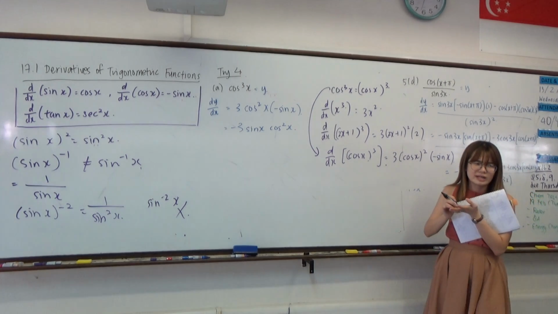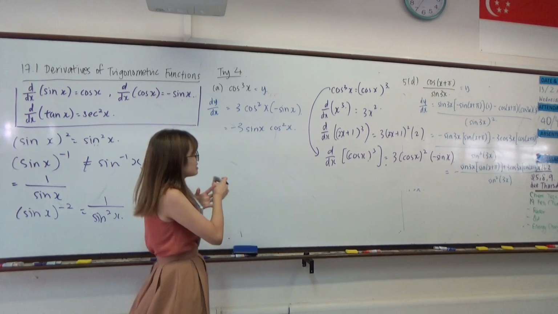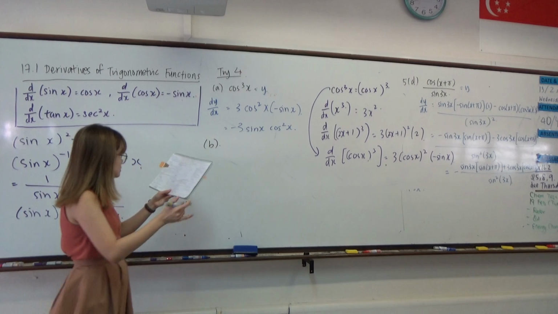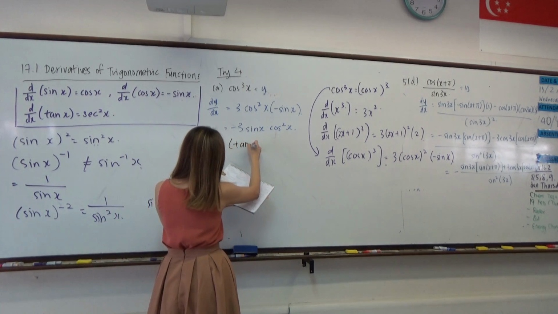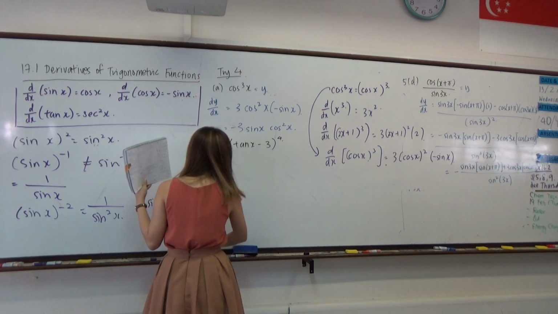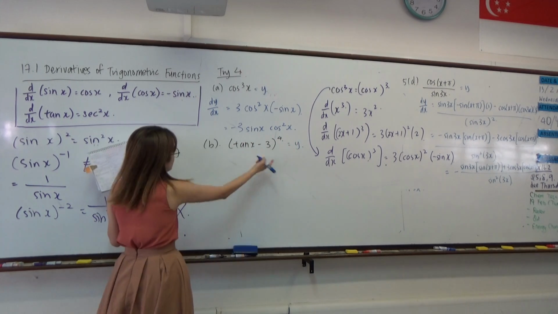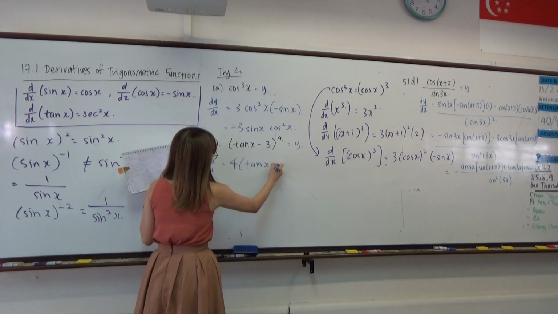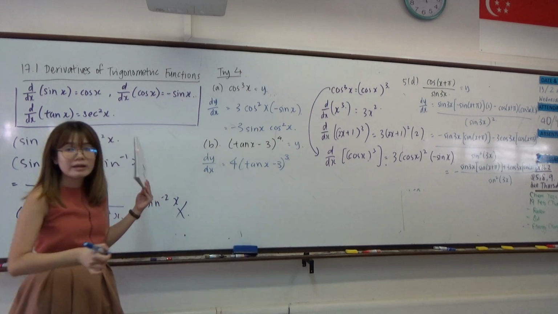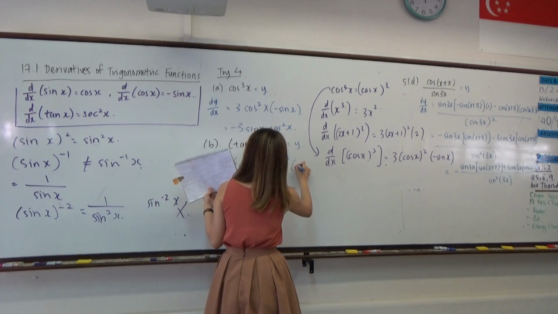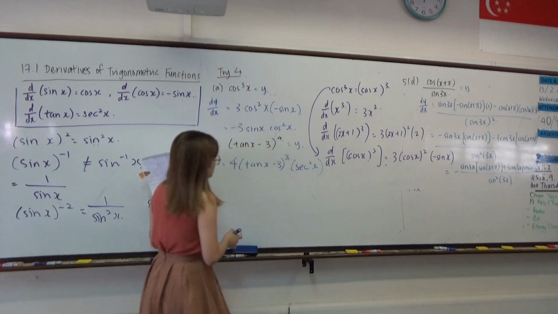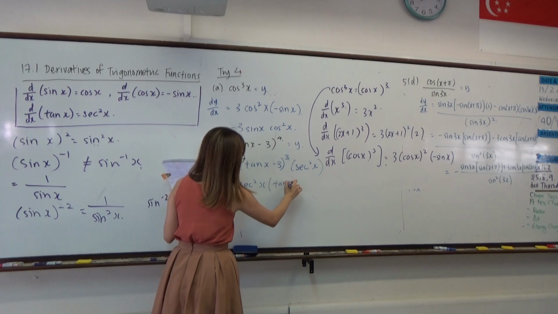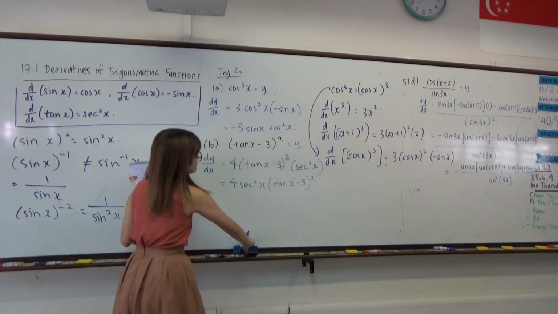You understand? Okay. Part B, we want to differentiate tangent x minus 3 to the power of 4. If this equals y, then dy over dx: bring down the power, keep the same expression, power minus 1, and differentiate the inside, which gives secant square x. Simplify this to 4 secant square x, tangent x minus 3 to the power of 3.